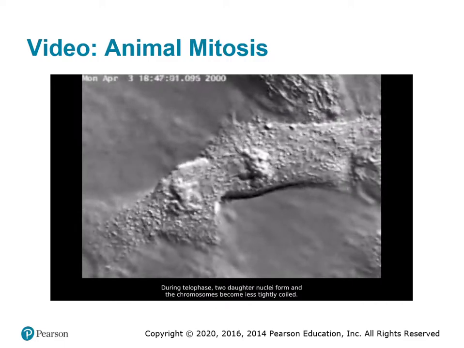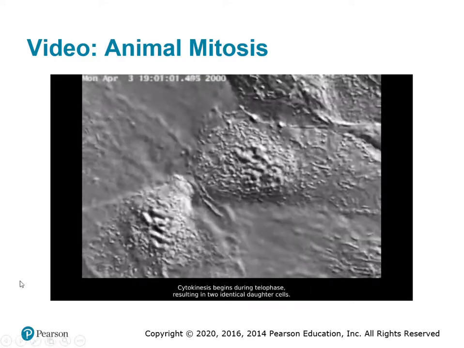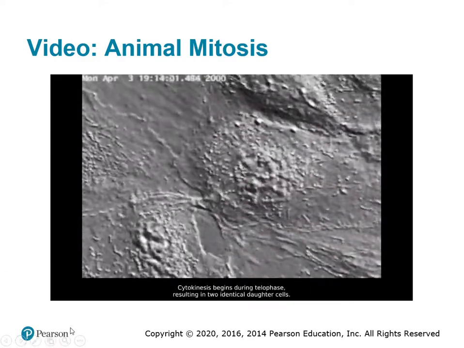During telophase, two darker nuclei form, and the chromosomes become less tightly coiled. Cytokinesis begins during telophase, resulting in two identical daughter cells.